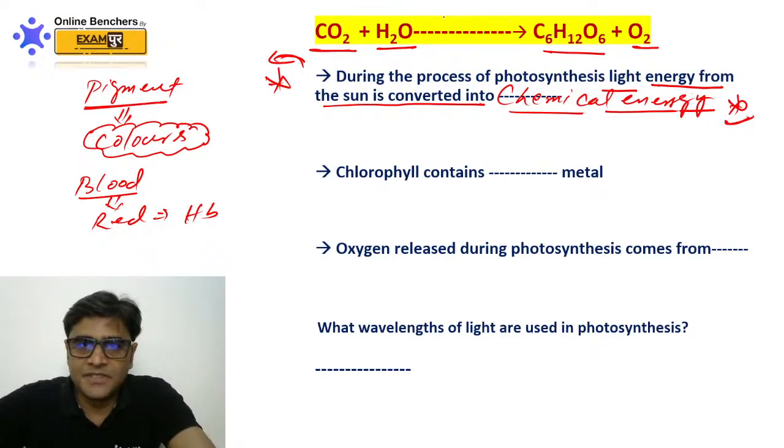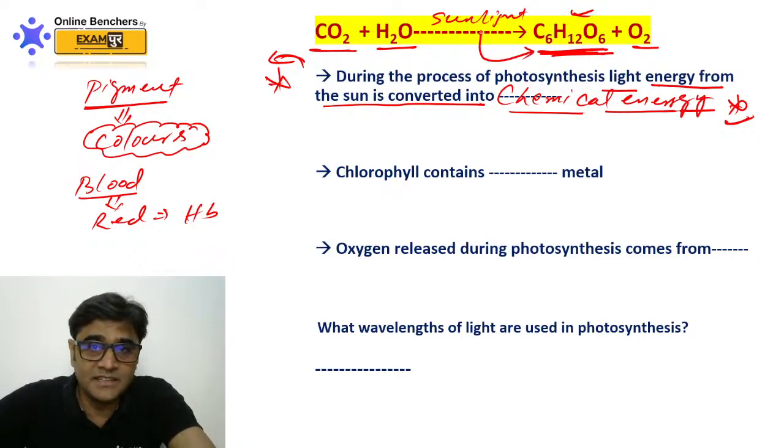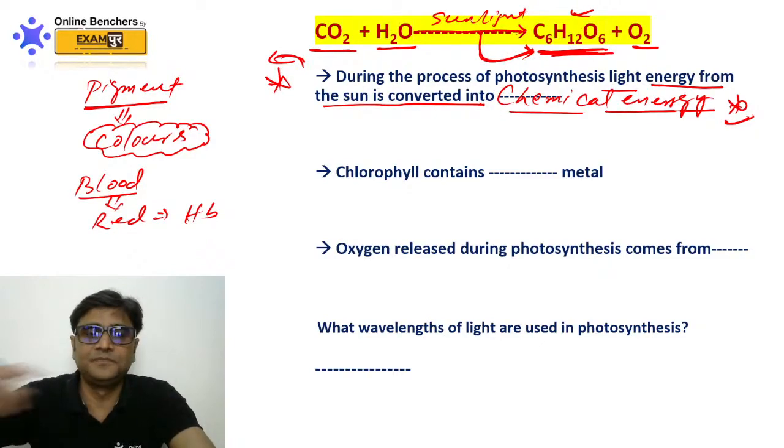So in presence of sunlight, a chemical compound is synthesized. This is glucose. So glucose is a chemical compound. So light energy is converted into what? Chemical energy. Please remember. Now, as we know that chlorophyll is a pigment which is found in chloroplast.